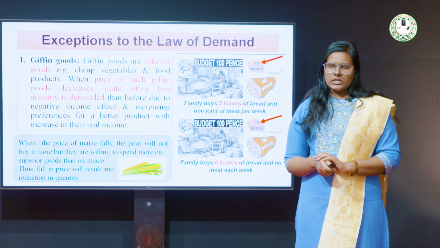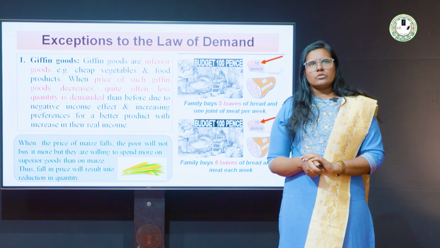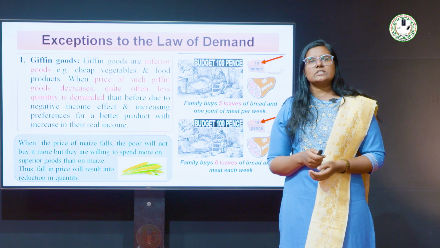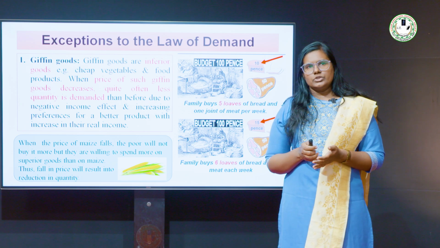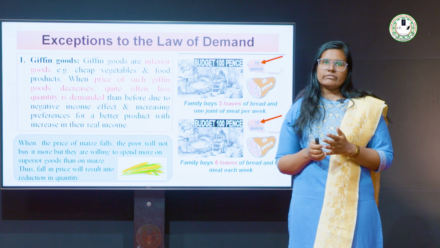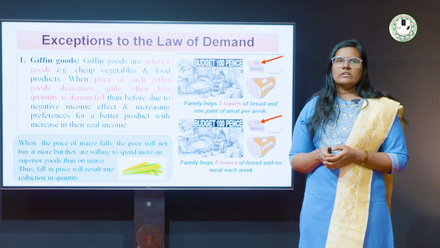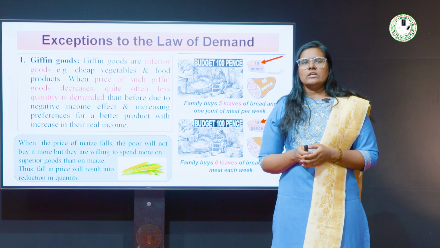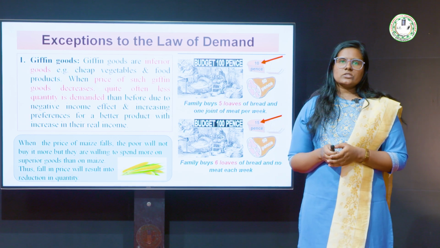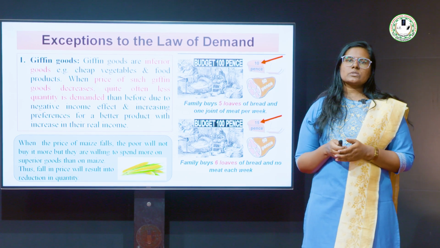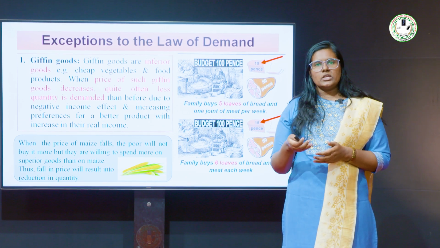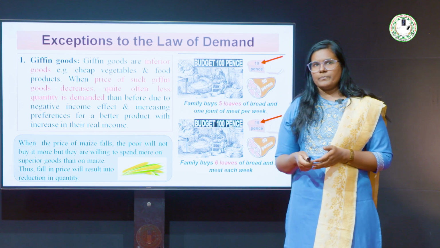Coming to the exceptions to the law of demand, first one is the Giffen goods. Giffen goods are inferior goods like cheap vegetables or food product. When the price of such goods decreases, quite often less quantity is demanded than before due to the negative income effect and the increasing preferences for a better product with increase in their real income. For example, when the price of maize falls, the poor will not buy more of it because they are willing to spend more of the money on superior goods other than maize.